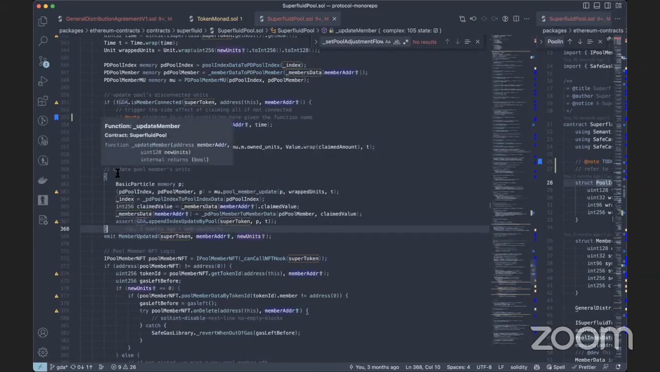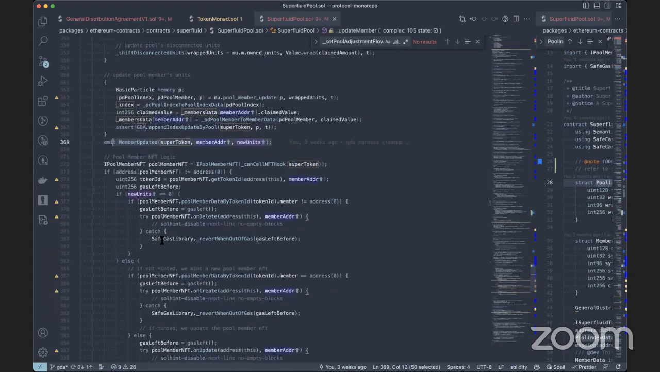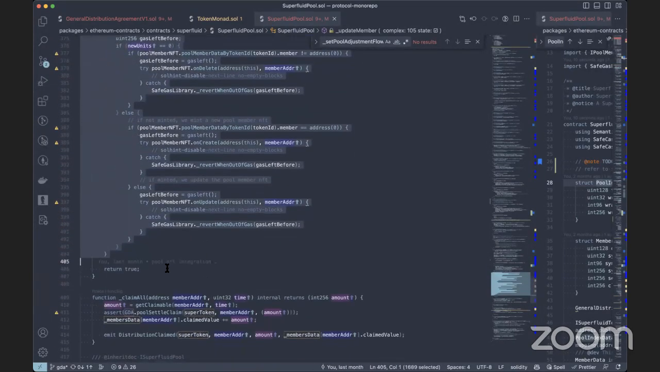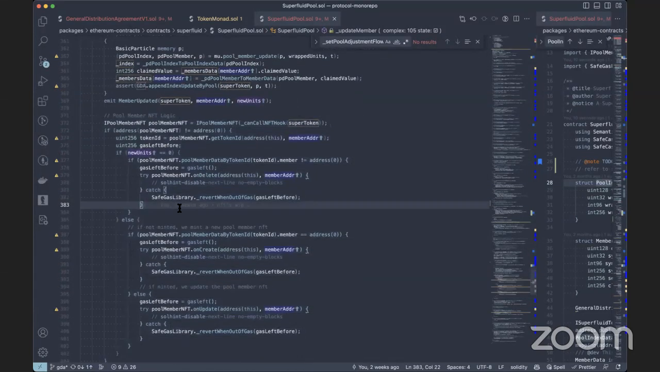So after we update the pool member's units, we emit this event, super token, member address, new units, and we mint or burn the NFT. This is just minting or burning. This is the same pattern as the CFA, except everything happens in one function. So basically we handle the delete case, the create case, and the update case here.